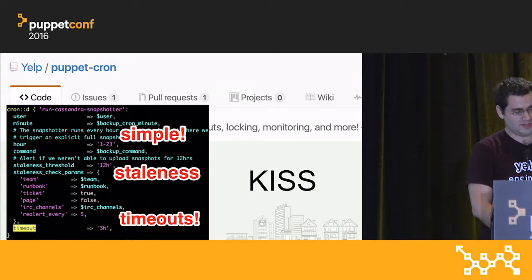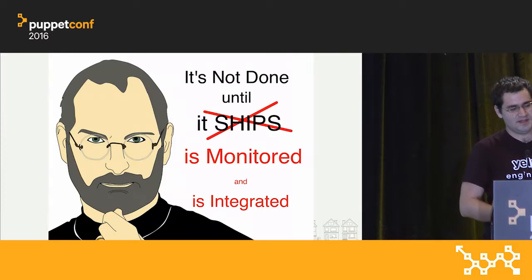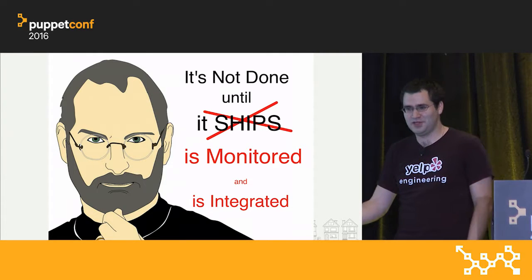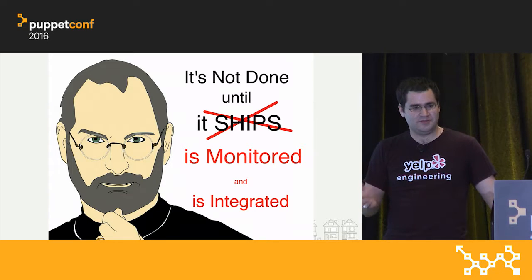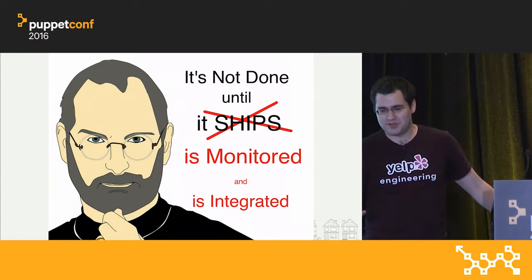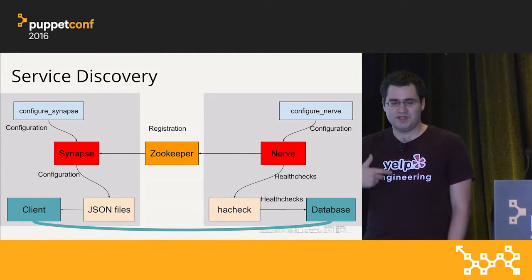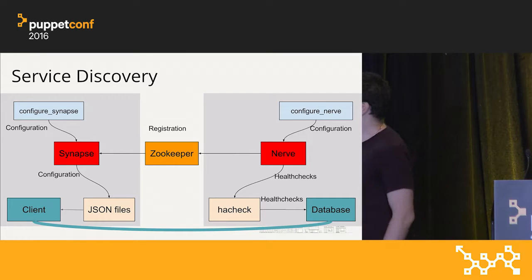But what about the next step? Because it's not actually done when it's monitored. It's done when it's monitored and integrated into your production infrastructure. So how are we going to do that? Well, at Yelp, integrating with production infrastructure and being available to developers means working with our service discovery system. And at Yelp, we treat our data stores just like we treat any other service, which means that we're going to discover our data stores with SmartStack.